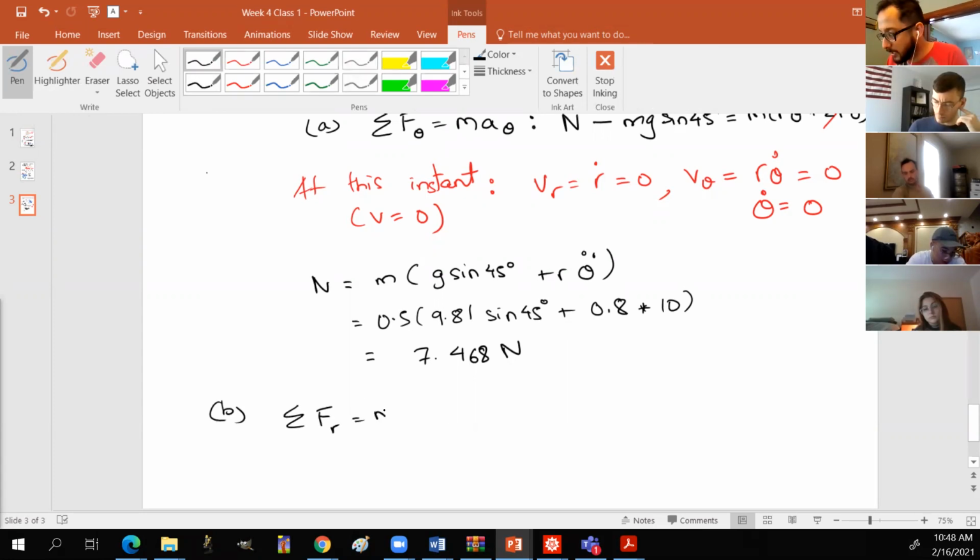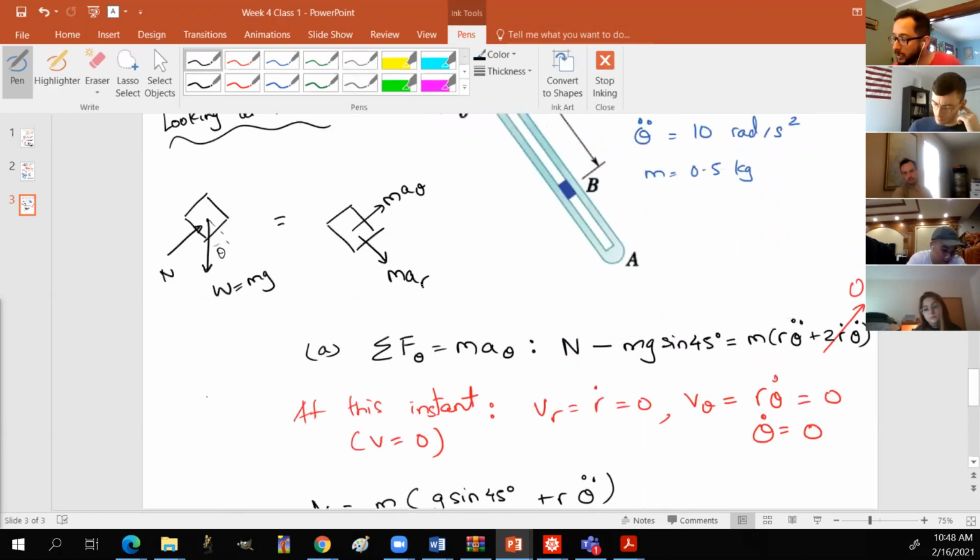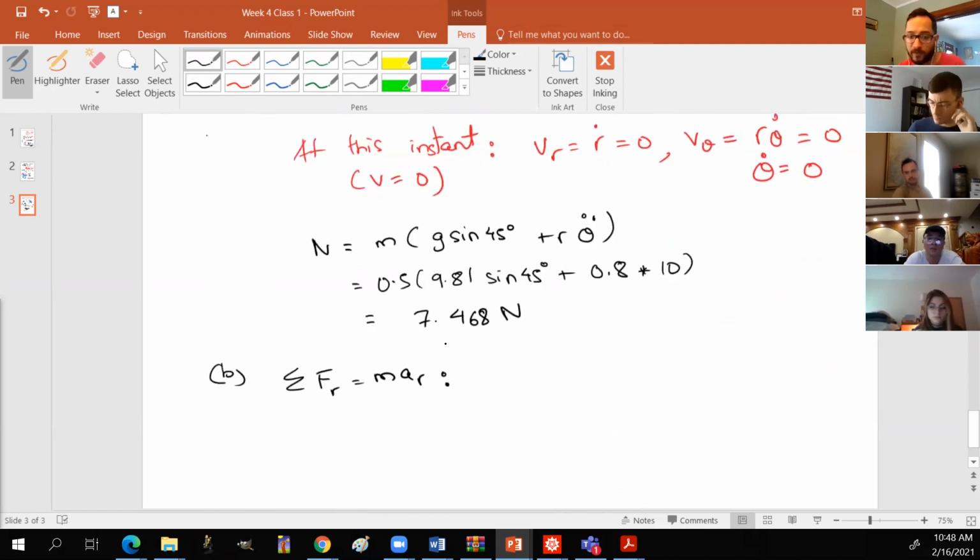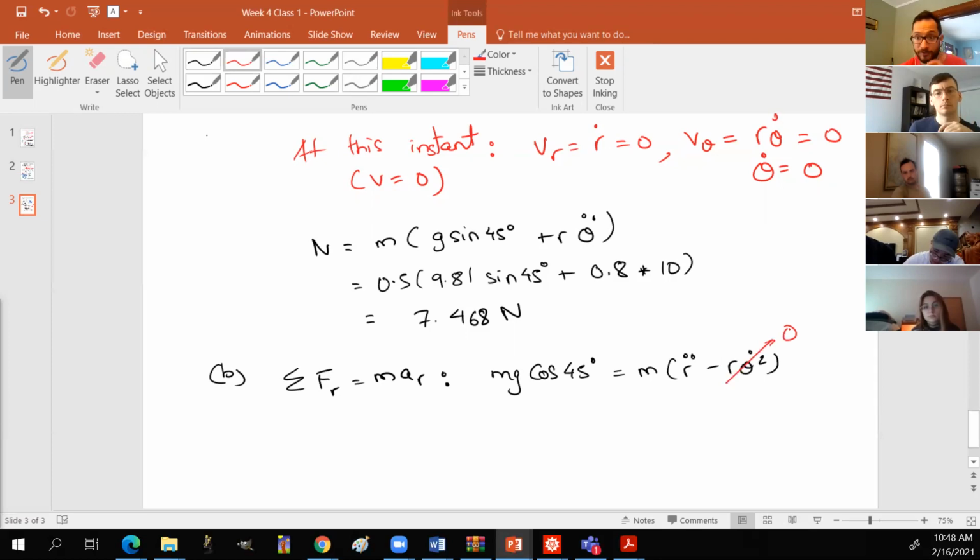All right. So Fr is equal to mass times acceleration in your r direction. And the only force that you have in the r direction, the normal is in the theta direction, is going to be your mg cosine 45. So you have mg cosine of 45 degrees, and that is equal to m times r double dot minus r theta dot squared. Now, in this problem, life is easy. Theta dot is equal to 0.